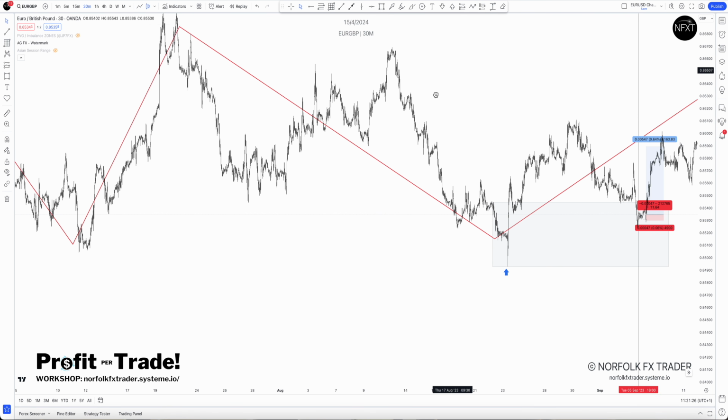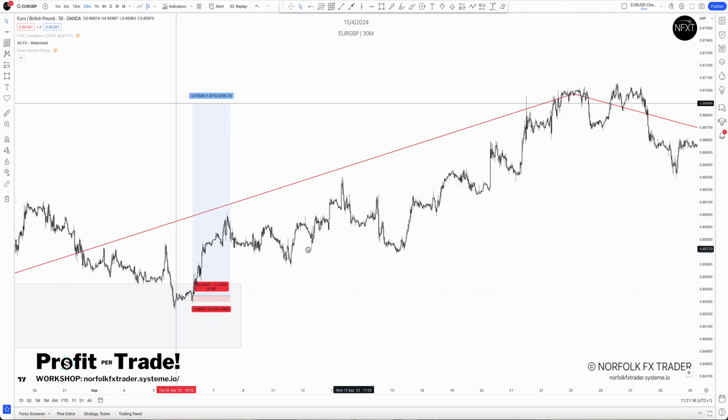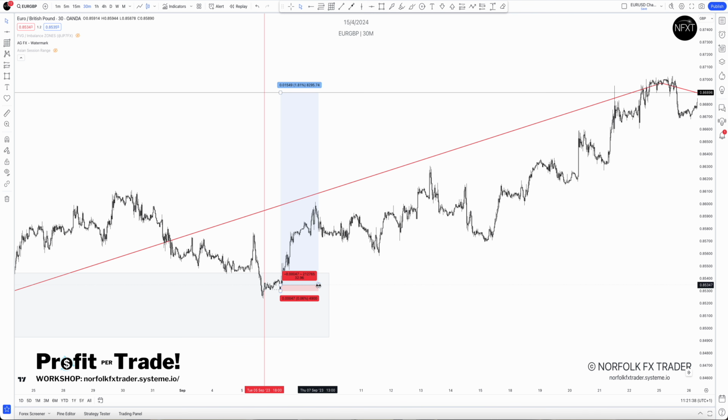I think that high is all the way up over here somewhere. So we mark that off, and this would be your target. Understanding that? And this is how you can increase that. This is how you can increase that risk to reward.